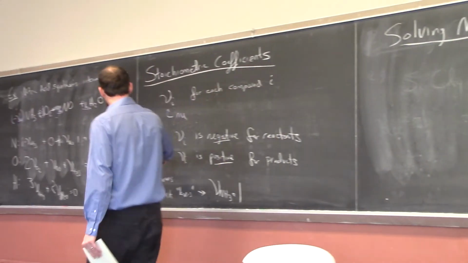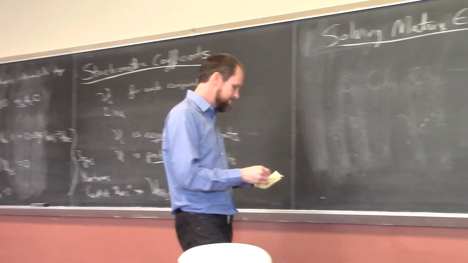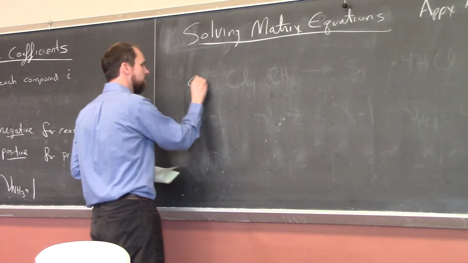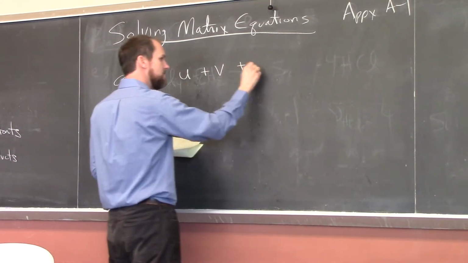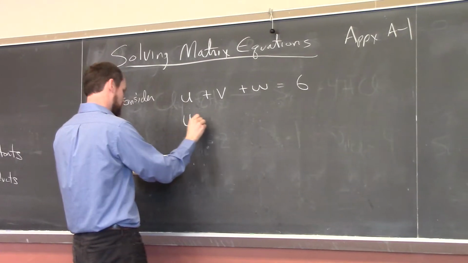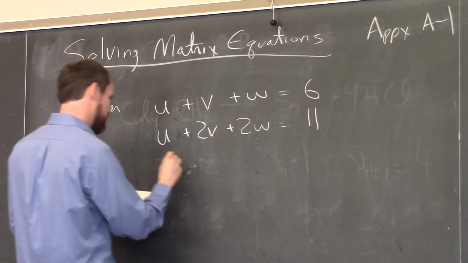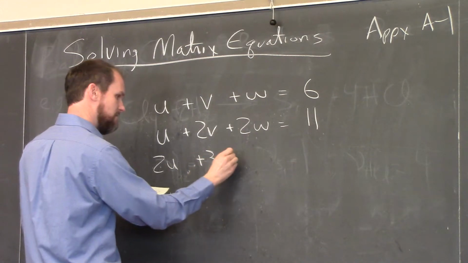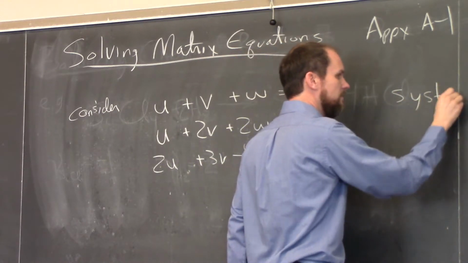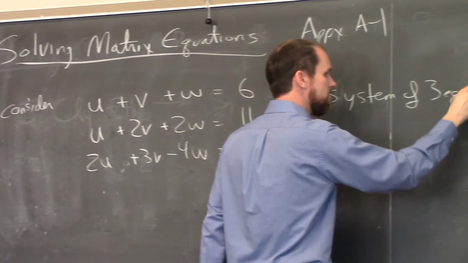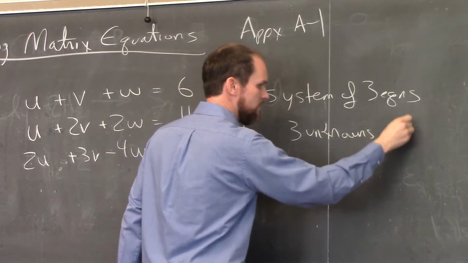Okay, so 3 equations and 3 unknowns we can write as a system of equations. Consider, I'm going to drop the nus for a little bit. Let's just go with u plus v plus w equals 6, u plus 2v plus 2w equals 11, 2u plus 3v minus 4w equals 3. So here's a system of 3 equations and 3 unknowns, u, v, and w.